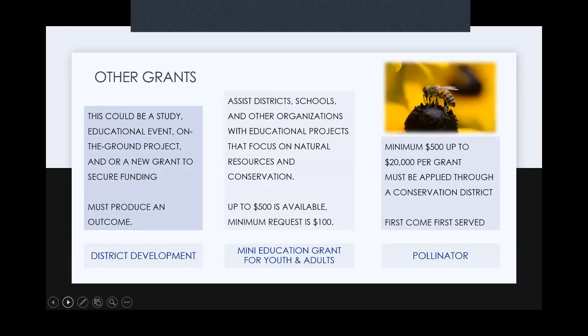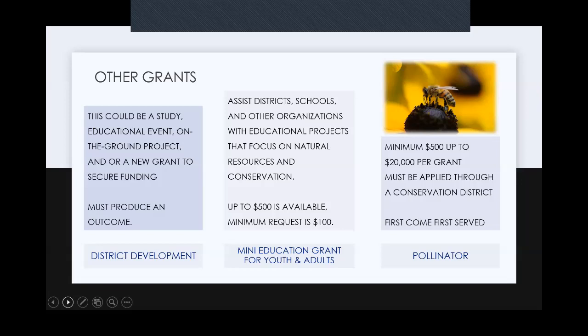The pollinator grants, I just want to go back to the mini grants. They are reviewed by me, and if I have questions, Lori helps me out. Those grants can be turned around rather quickly, and they're not as arduous in review as the RCA grants.